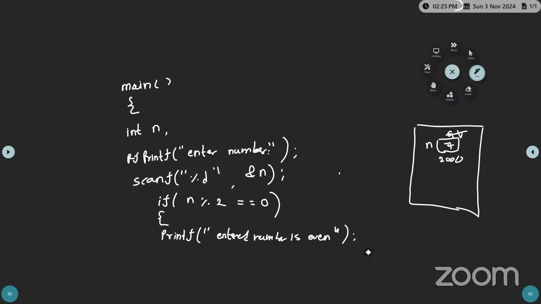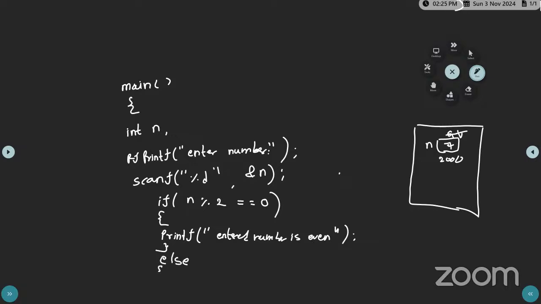Next, the if block. Actually, there is only one statement. If you want to skip these braces, you can skip. But from your understanding point of view, I am giving the braces. Okay. Next, what should I execute next? Else. Else is optional. If you don't want to print about odd numbers, skip it. No problem. But if you want to add odd numbers also, you have to add else.